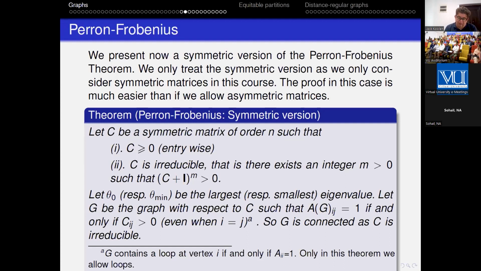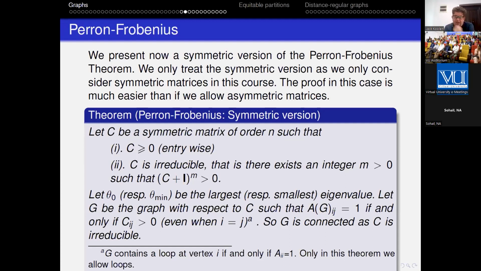So what do we need as our input? We have a symmetric matrix C that has all non-negative entries, and is irreducible, that means there is a power m so that (C plus I), the identity matrix, to the power m is greater than 0. And we look at theta 0 as the largest eigenvalue and theta min as the smallest eigenvalue. And let's see the graph with respect to C, so that A_G(i,j) is 1 if and only if C_ij is greater than 0.